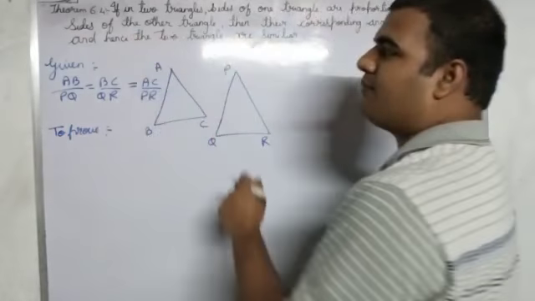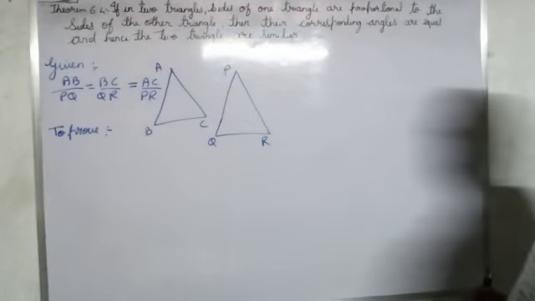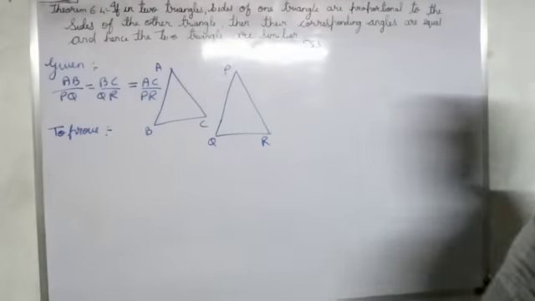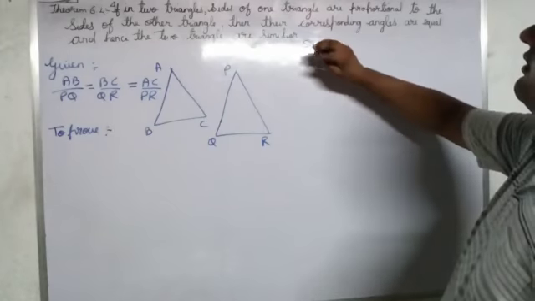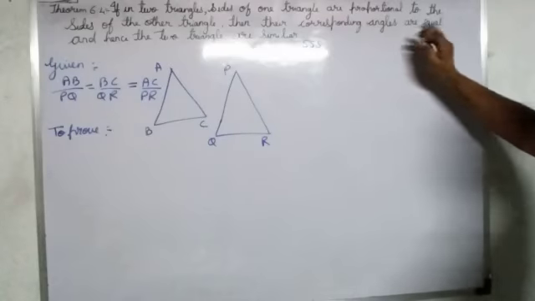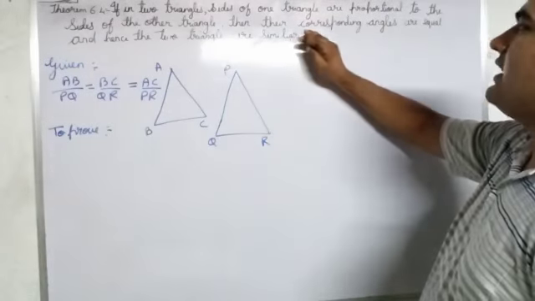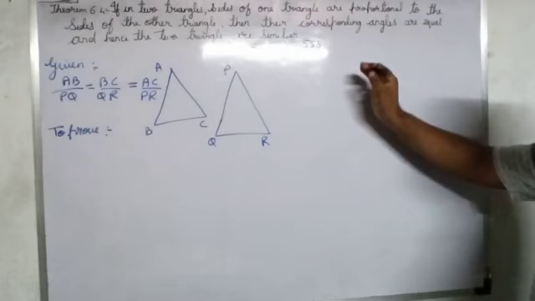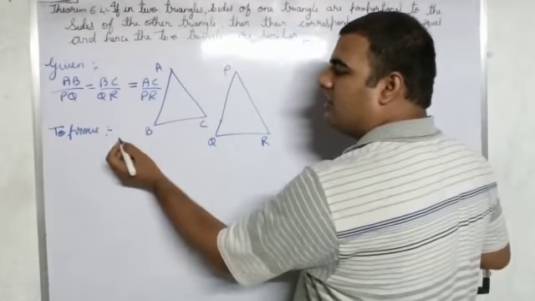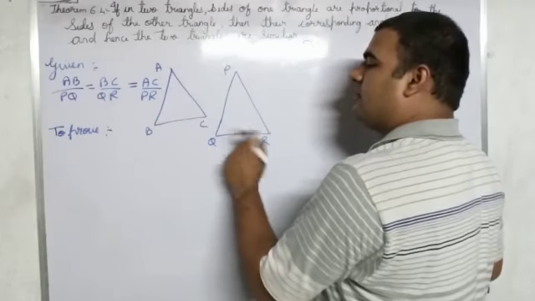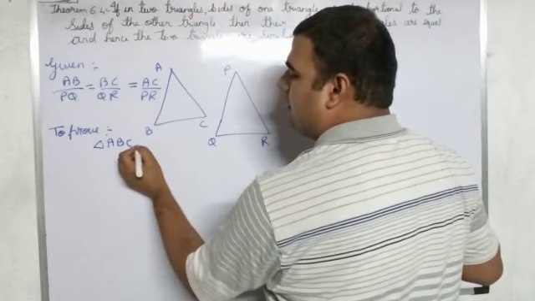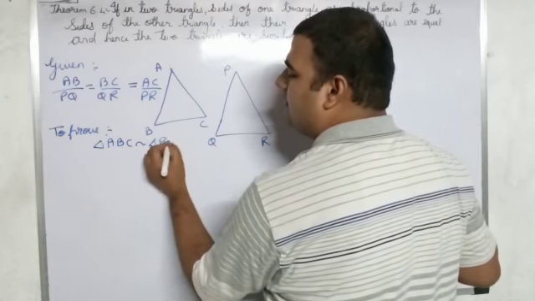Okay, 6.4 is which theorem? It is of SSS. If two triangles' sides are in proportion, that is, the sides of one triangle are proportional to the sides of the other triangle, then the corresponding angles are equal and hence the two triangles are similar. If three sides are in proportion, can you say triangle ABC is similar to PQR? That we need to prove. So triangle ABC is similar to triangle PQR.